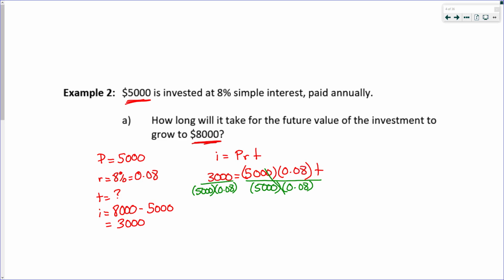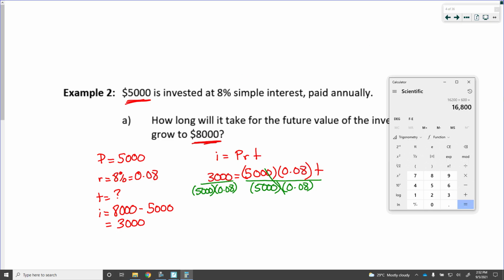Okay, now the trick here is you've got to be careful how you punch this into your calculator because it is very easy to make an error at this point. So I'll show you by bringing up my calculator. I'm taking this 3,000 and dividing by 5,000 times 0.08. I can't do 3,000 divided by 5,000 times 0.08 because that's going to cause an error, because I'm dividing by whatever this works out to be.